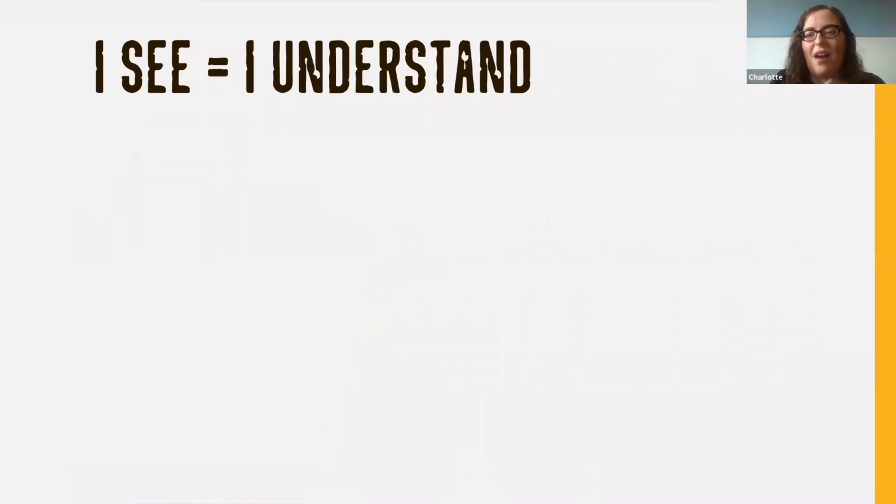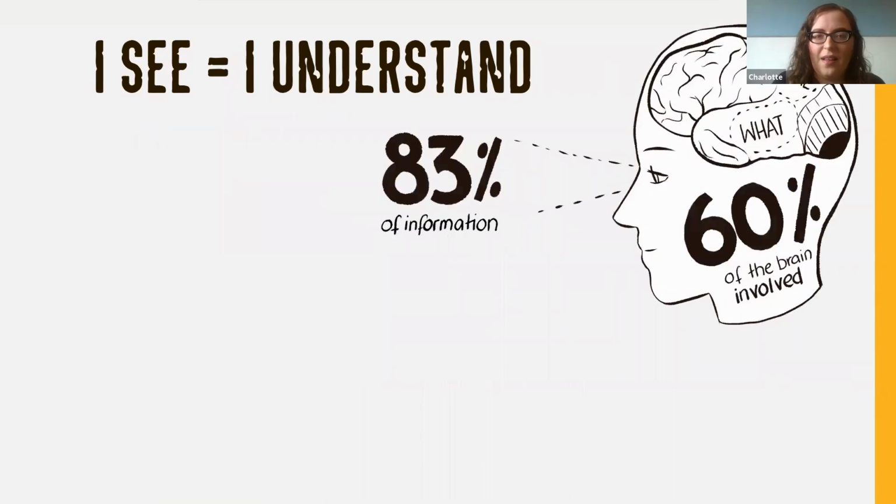So before we start, let me just give you a few facts about the usefulness of working visually. 83% of the information we process reaches our brains through our eyes. And for example, only 11% is through our ears. And when we are processing this visual information, 60% of our brain is involved in that. And that's also more than for any of our other senses.